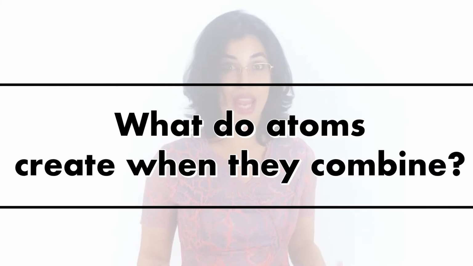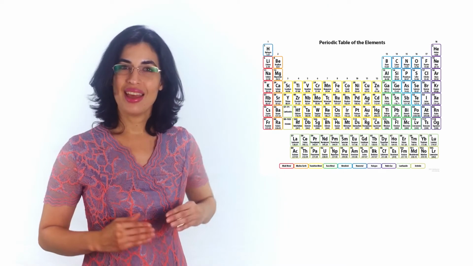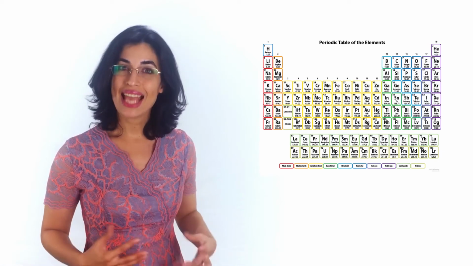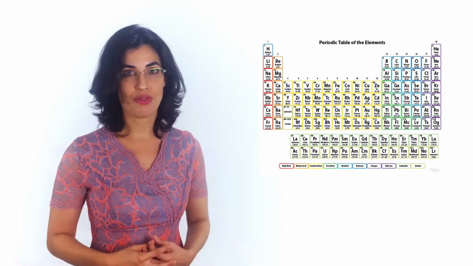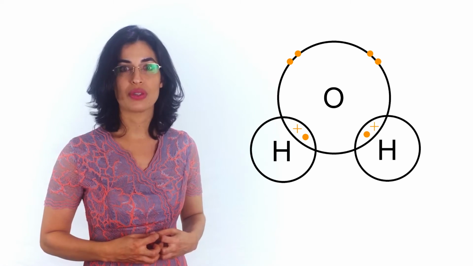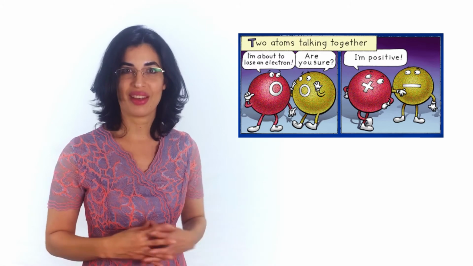What do atoms create when they combine? In nature, it is rare to find pure elements. Instead, atoms of different elements combine to form compounds. Compounds make up most of the matter around you, including living and non-living things. There are only 115 elements in the periodic table. These elements combine to form millions of compounds. Chemical bonds hold together these compounds. A chemical bond is the force that holds two or more elements together.